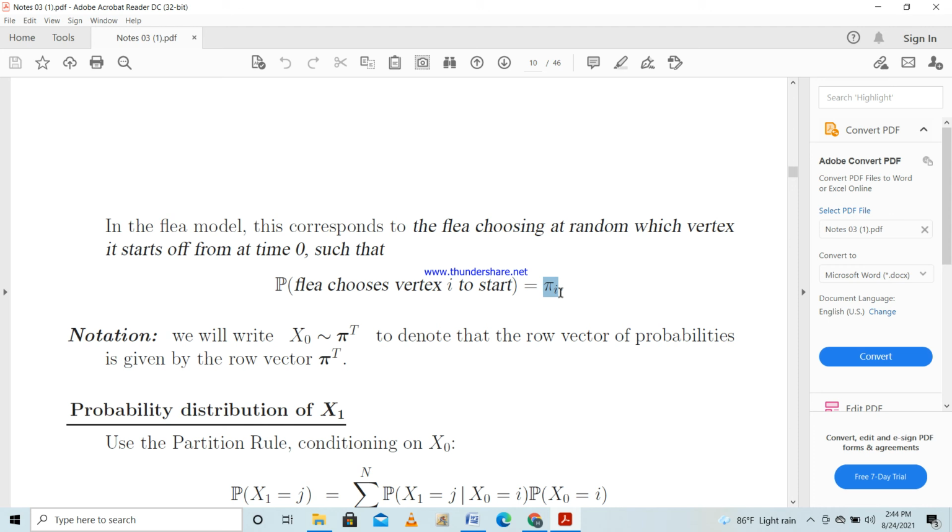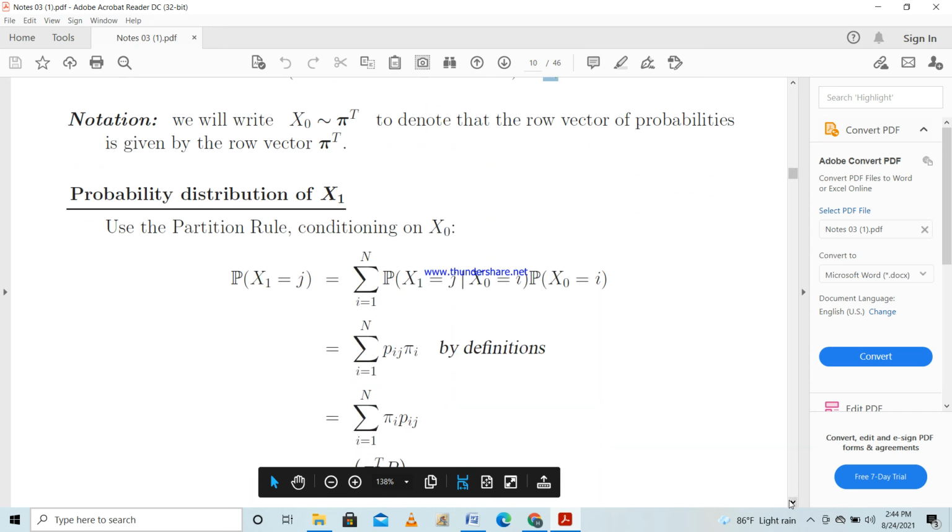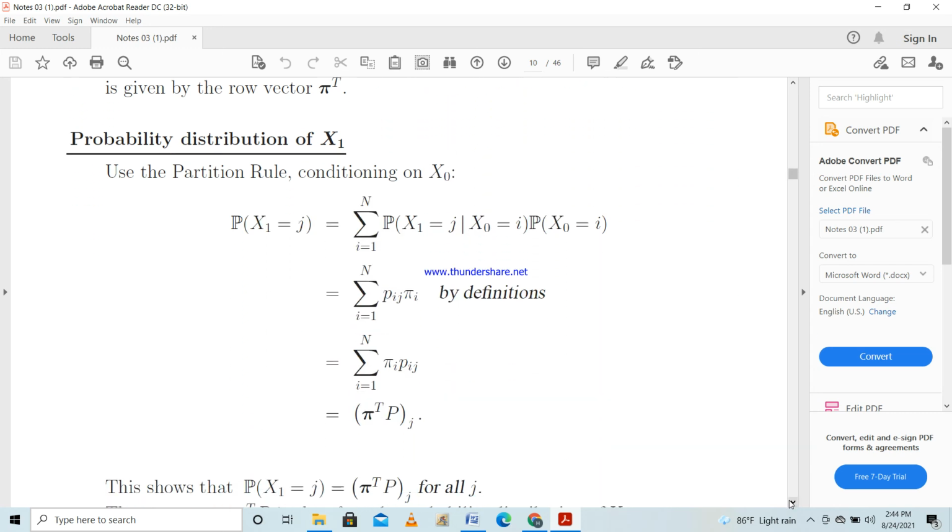So if you are interested in the starting point, that is the distribution of x0. We just write x0 has phi transpose as the distribution, as a row vector we can write it like that. So in that case, if you know the distribution of x0, we can talk about the distribution of x1. So the distribution of x1 is, let's see, if you just think about the probability of being at state j at time equal to 1, at time equal to 0 you can be at any state.